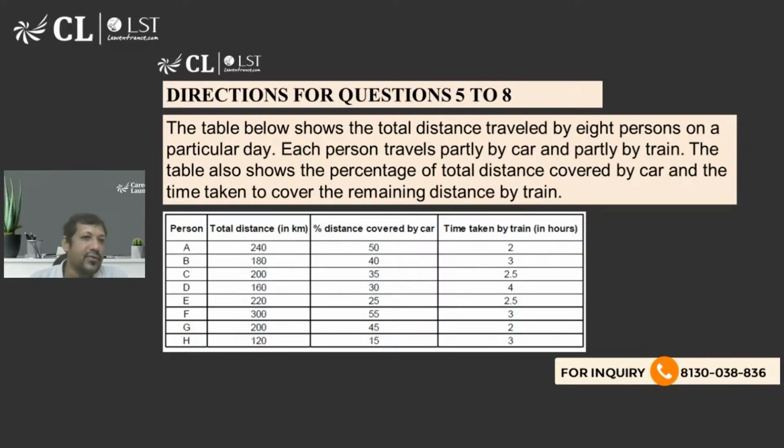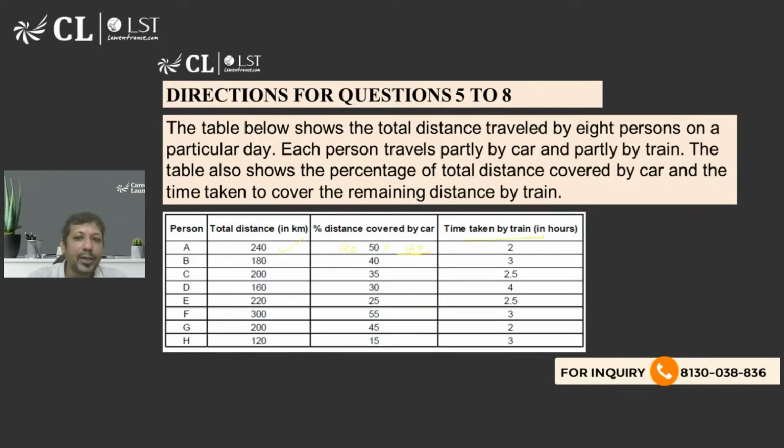Now, this one, the table shows the total distance traveled by 8 persons on a particular day. Each person travels partly by car, partly by train. So basically now there are only two things: one is by car, one is by train. Now, the first one says that person A is covering a total distance of 240 kilometers. He is covering 50% by car. So by car it is 120 kilometers. So the remaining 50%, 120 kilometers, should be traveled by train.